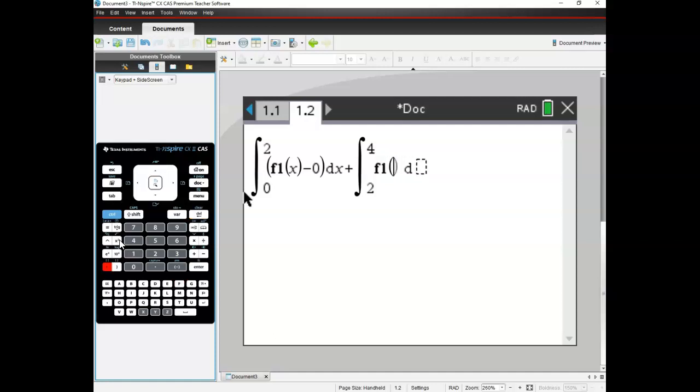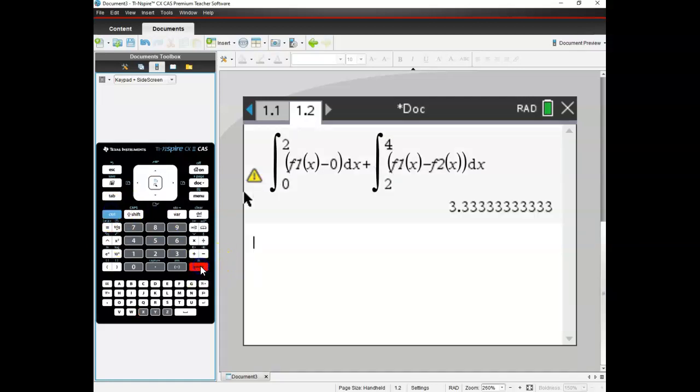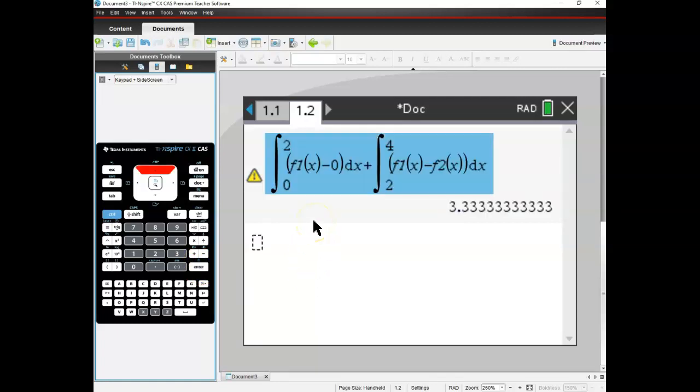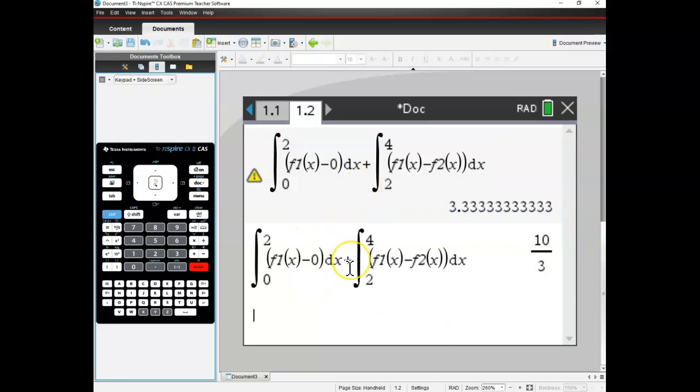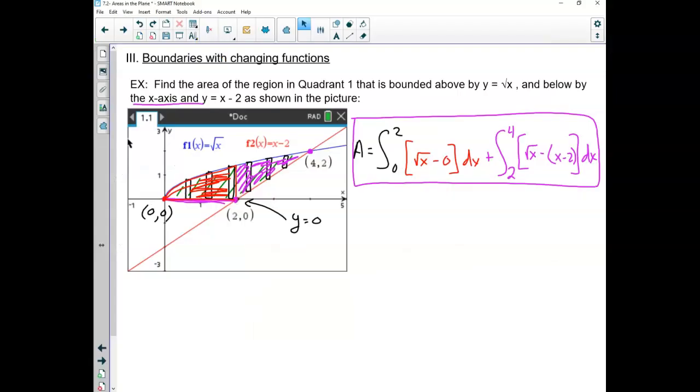f1, it's easier, of x minus f2 of x, tab dx, and I hope when I hit control approximate, I get 10/3, and that is correct. All right? So that's one way to do that, and it's going to give me my 10/3. So this is going to equal 10/3, which is 3.3 repeating, or 3.333 for the decimal freaks, okay?